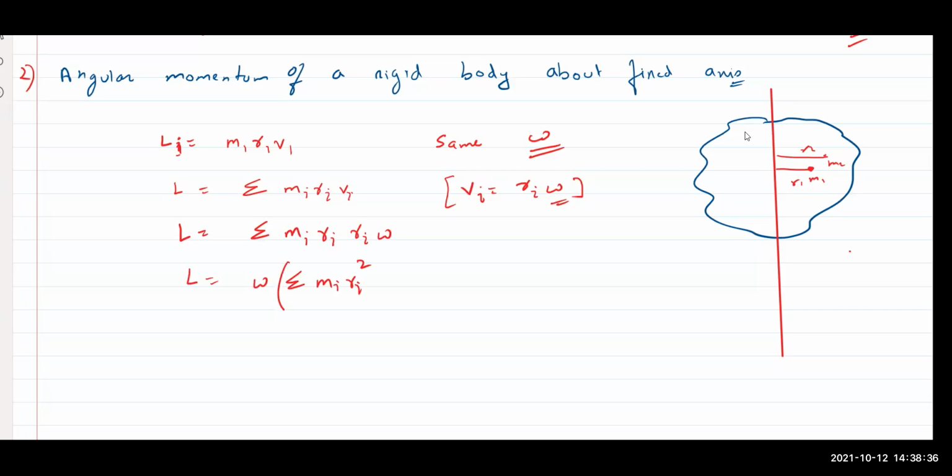Now what is this value? ये value क्या होता है? This term is called as, Bhavna, tell me what is this term called as? Sampada, Joel, Jaita, moment of inertia. Correct. So can I say that, sir, this becomes I omega? I hope all of you understood this.